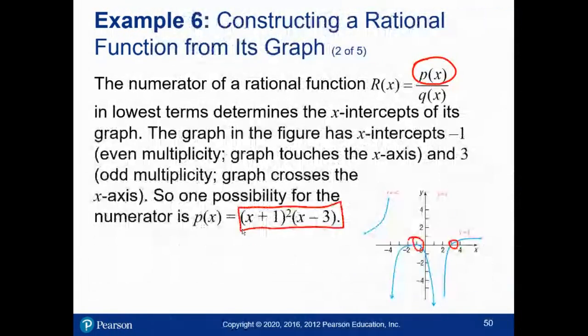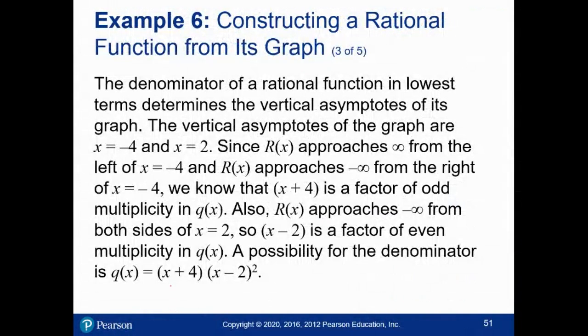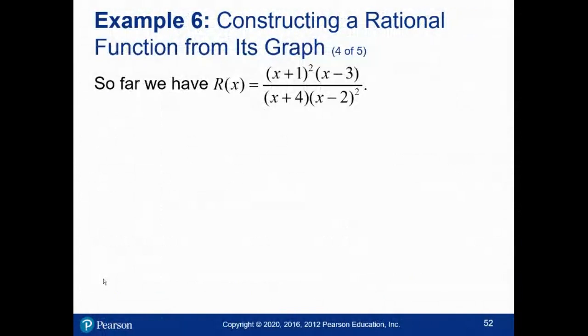So next, let's look at the vertical asymptotes. We have a vertical asymptote of odd multiplicity at x equals -4, and a vertical asymptote of even multiplicity at x equals 2, which I just note by saying it flipped or it didn't. So similarly, odd multiplicity at -4, even multiplicity at 2, this is the simplest thing I could throw together for the denominator, q of x. So this is a reasonable candidate for the function.